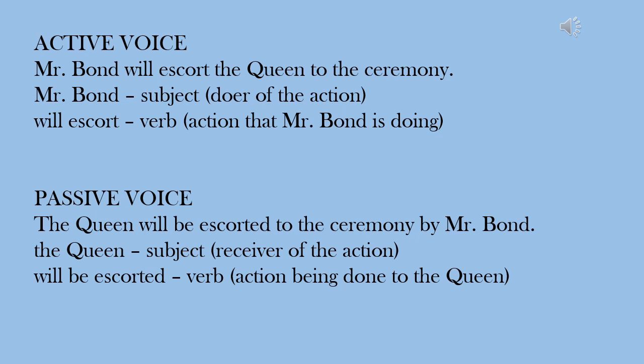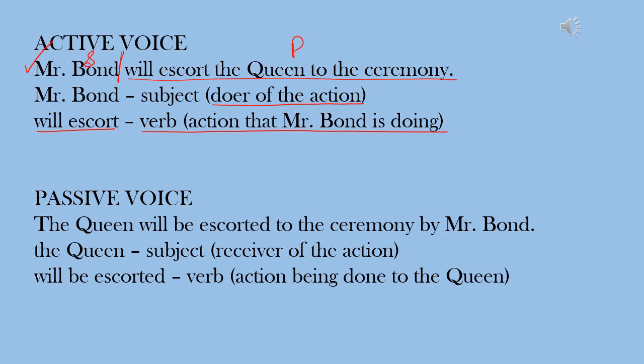Now let us look at a few more examples. An example of active voice. Mr. Bond will escort the Queen to the ceremony. So in this sentence we can see that Mr. Bond is the subject, will escort the Queen to the ceremony. This is the predicate. Now, Mr. Bond is the subject and he is the doer of the action. What action is he doing? He is escorting the Queen. So, will escort, that is the verb, and it is the action that Mr. Bond is doing. So, the subject is doing the action. Hence, it is the active voice.